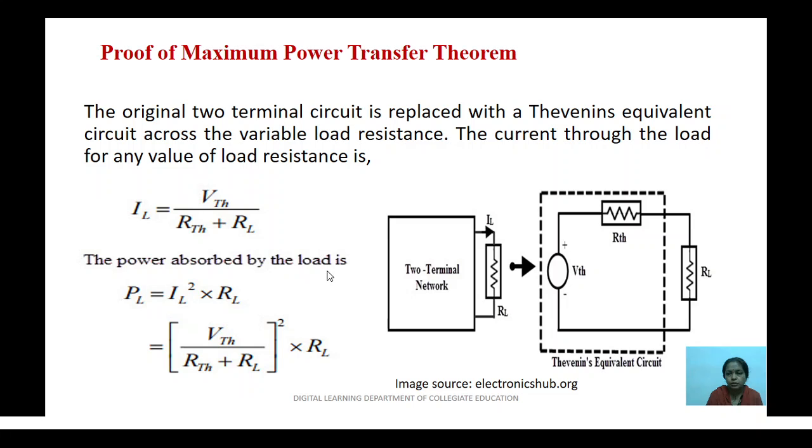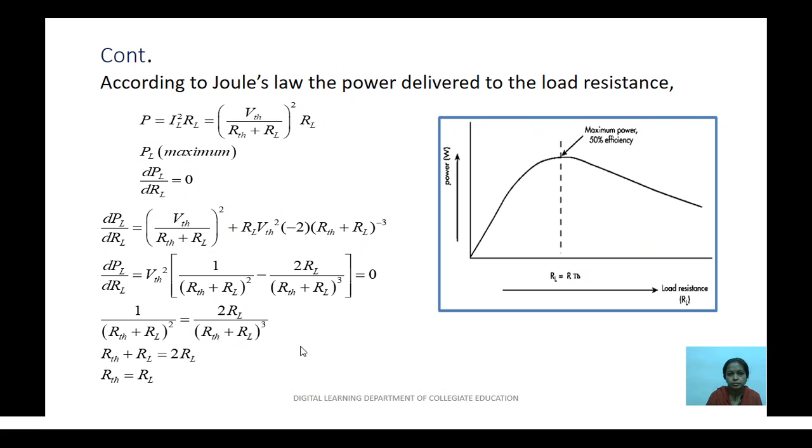So the power absorbed by the load is PL equal to I square RL. Power is current through the load squared into load resistance. So current through the load is, from the first equation, VTH divided by RTH plus RL, whole square, into RL. So power is VTH divided by RTH plus RL whole square into RL. This P equal to I square RL is called Joule's law of power.